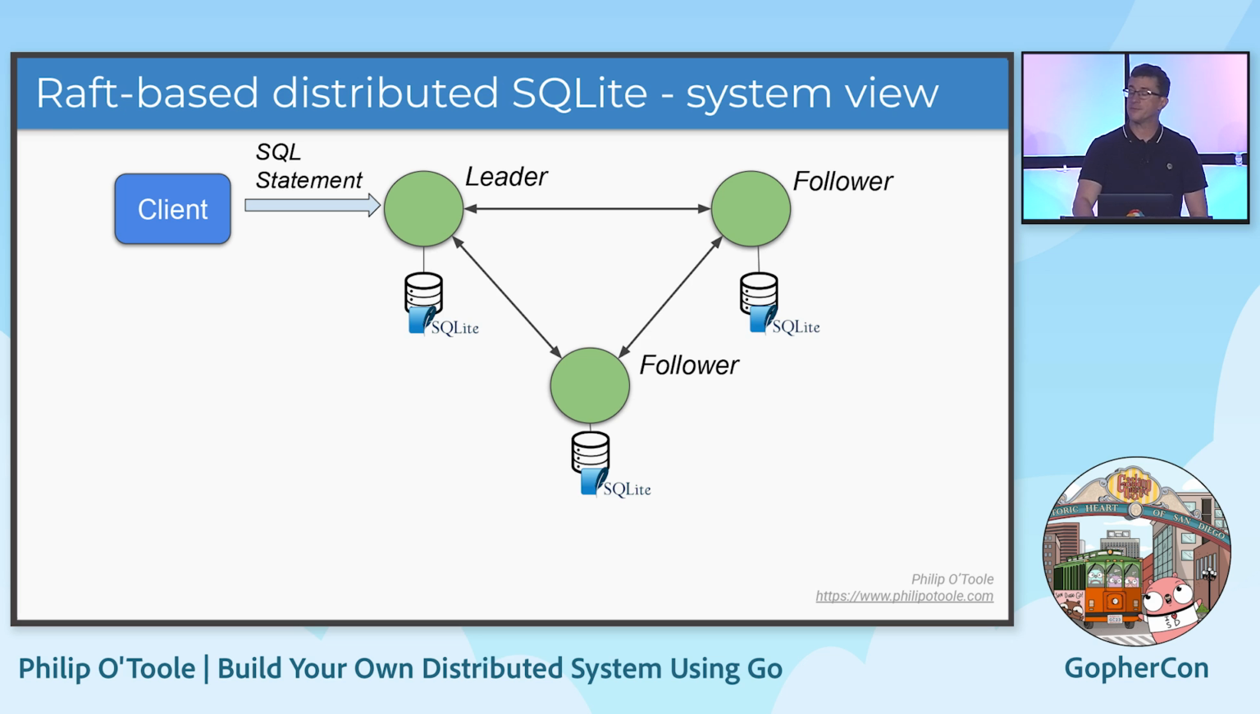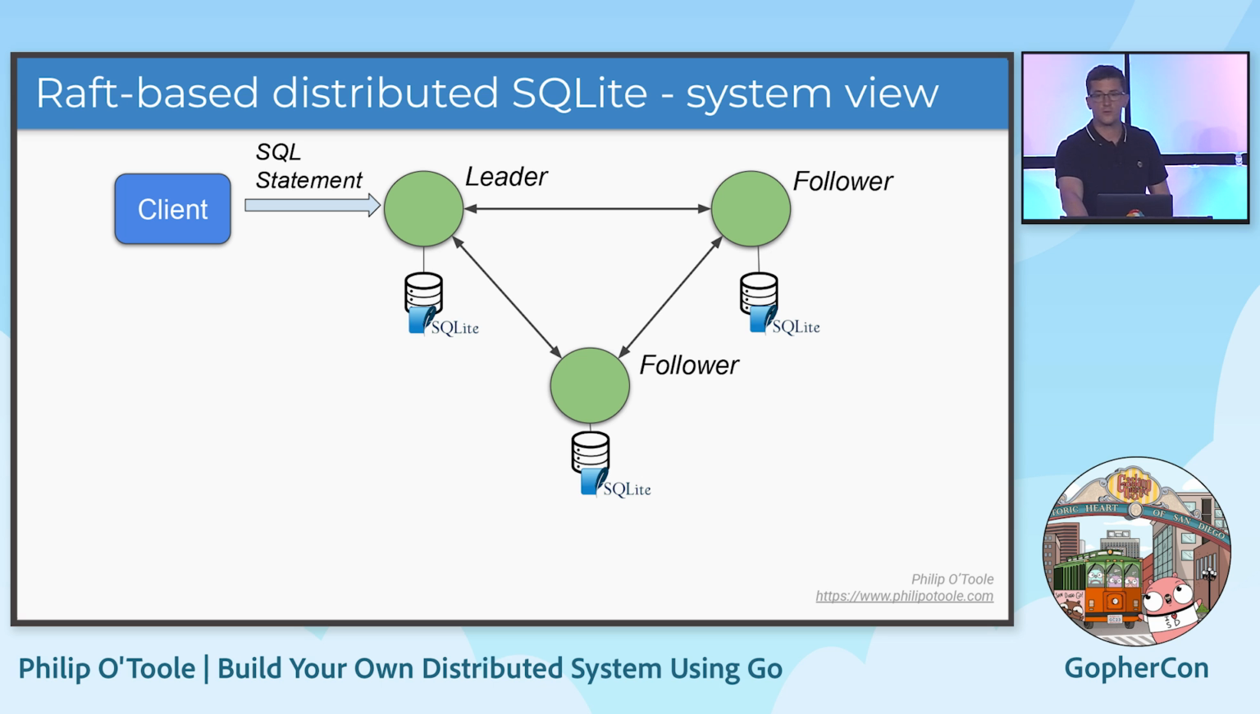Let's do it again. Let's do it with SQLite. Let's use Raft to turn SQLite into a distributed version of itself. Again, the system design looks very similar. There are a couple of interesting differences, though. First of all, this time the log will contain SQL statements. This is basically how SQLite works. Now, one thing to notice is this is statement-based replication.